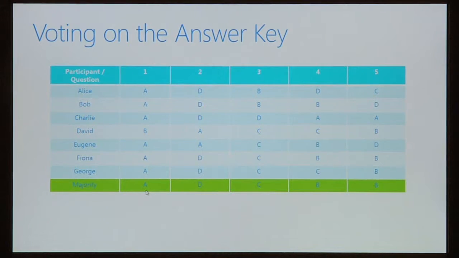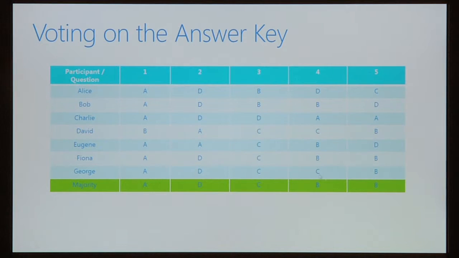First of all, the easiest way to aggregate the answers of many individuals is simply by voting. So if we have lots of individuals that gave us very similar answers to question 1, almost everybody here says the right answer is A, and only one person, David in this case, says the answer is B, we can pretty safely assume that the answer is A, just by the majority's vote.